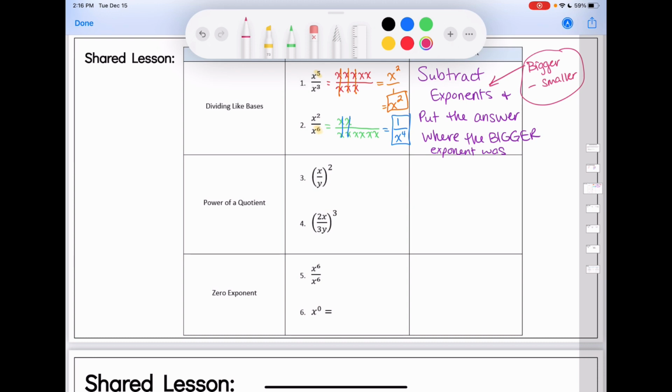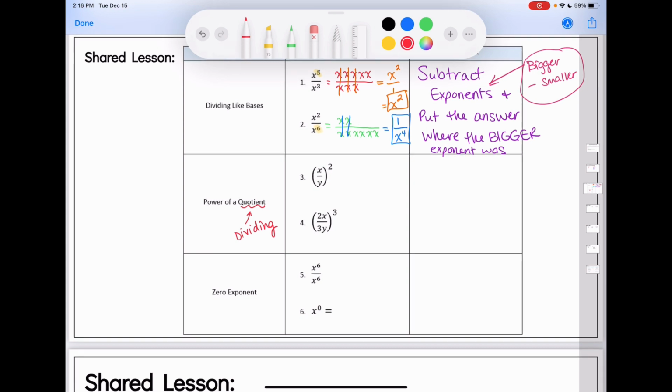All right. Now, the next one, power of a quotient. So this is when I have an exponent outside of parentheses and I have dividing on the inside, right? It's very similar to power of a product, but power of a quotient is when it's dividing on the inside. So in number 3 here, I have x over y to the second power. Well, something to the second power is really times itself, right? So this is really x over y times x over y. And if I combine those into one fraction, there'd be 2 x's on the top and 2 y's on the bottom. So that would become x squared over y squared.